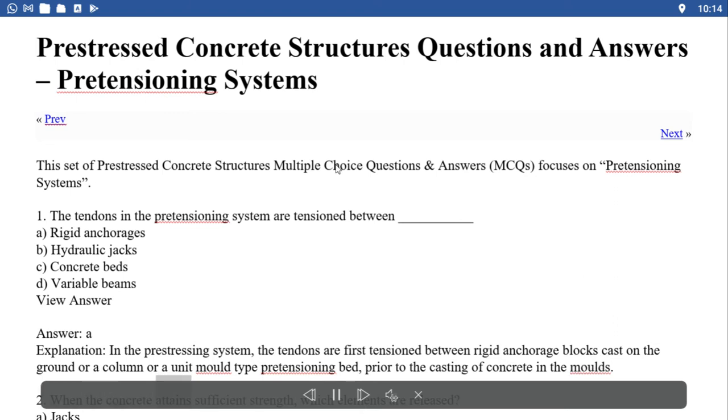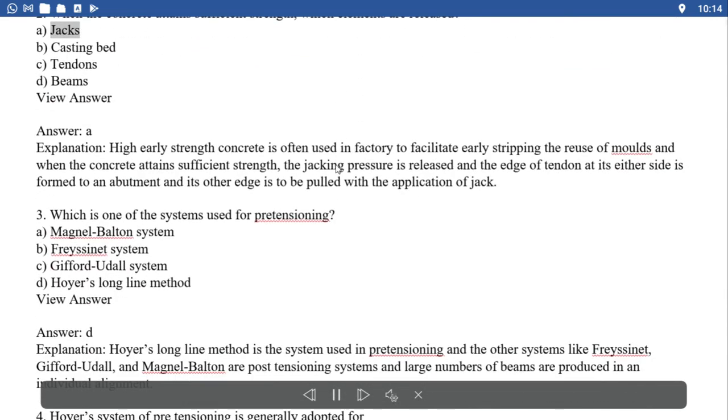2. When the concrete attains sufficient strength, which elements are released? A. Jacks. B. Casting bed. C. Tendons. D. Beams. Answer A. Explanation. High early strength concrete is often used in factory to facilitate early stripping and the reuse of molds, and when the concrete attains sufficient strength, the jacking pressure is released and the edge of tendon at either side is fixed to an abutment, and its other edge is to be pulled with the application of jack.